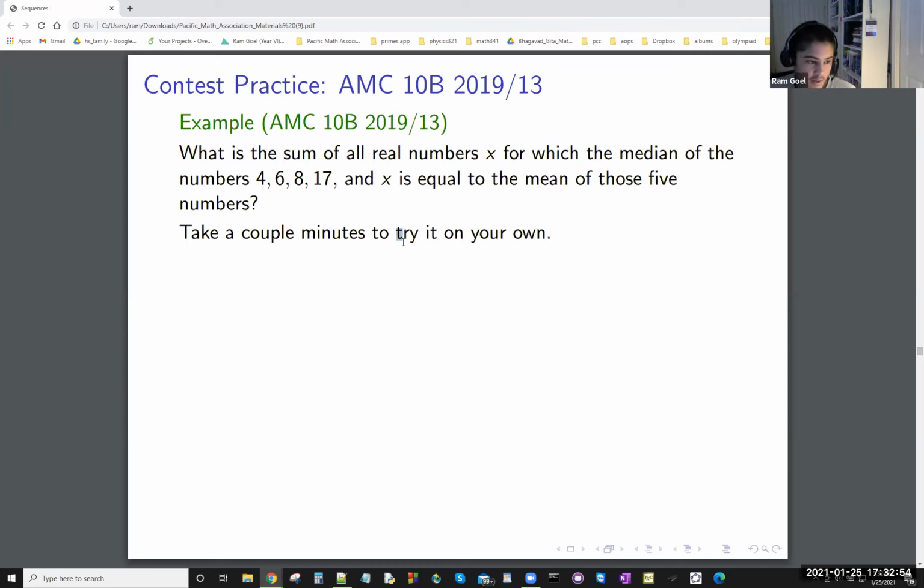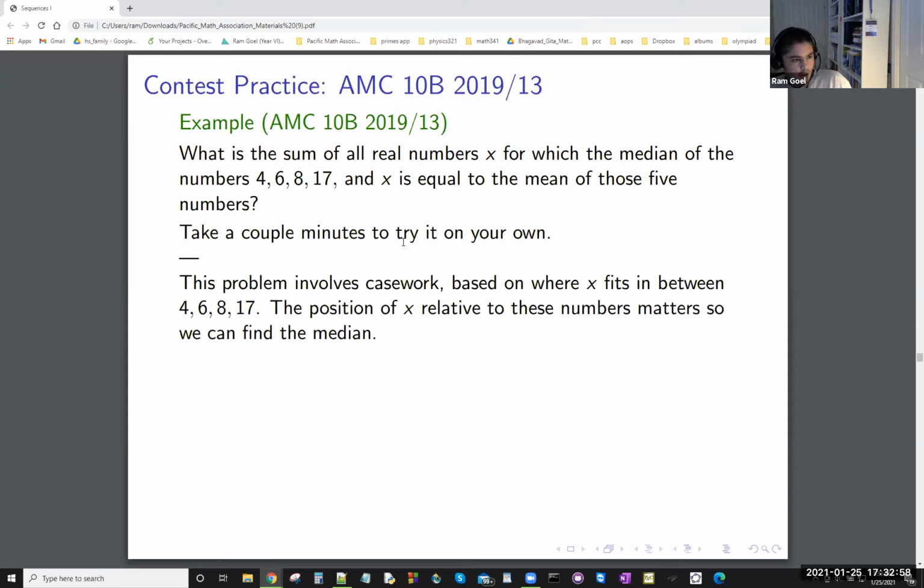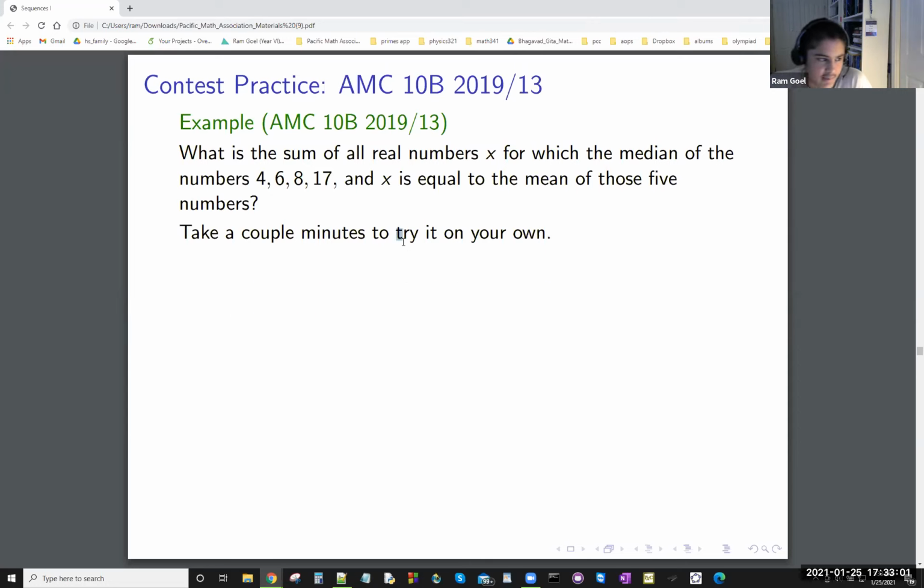So in particular, what I just said might be a bit confusing, but the cases are: if x is less than 4, x is between 4 and 6, x is between 6 and 8, x is between 8 and 17, or x is bigger than 17. Those 4 cases encompass, and when I say between, I mean it could also be equal to those numbers. So between means inclusive.